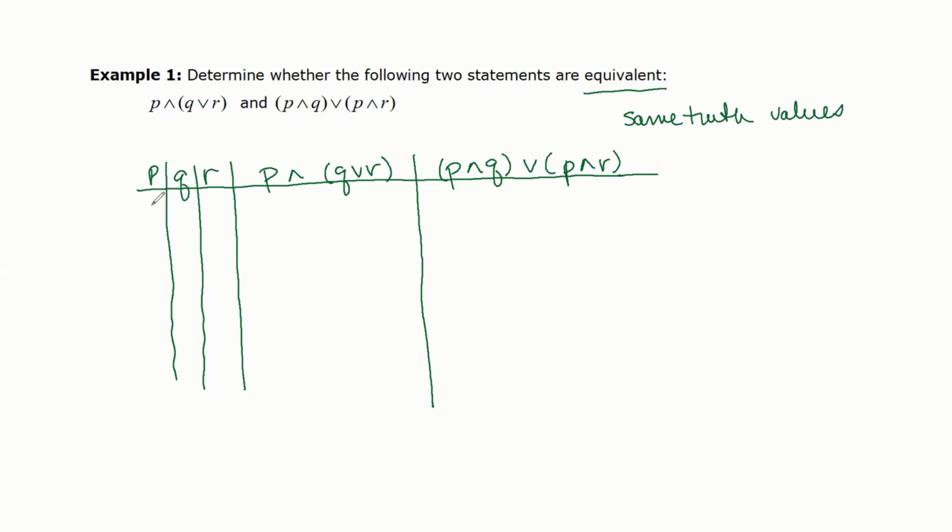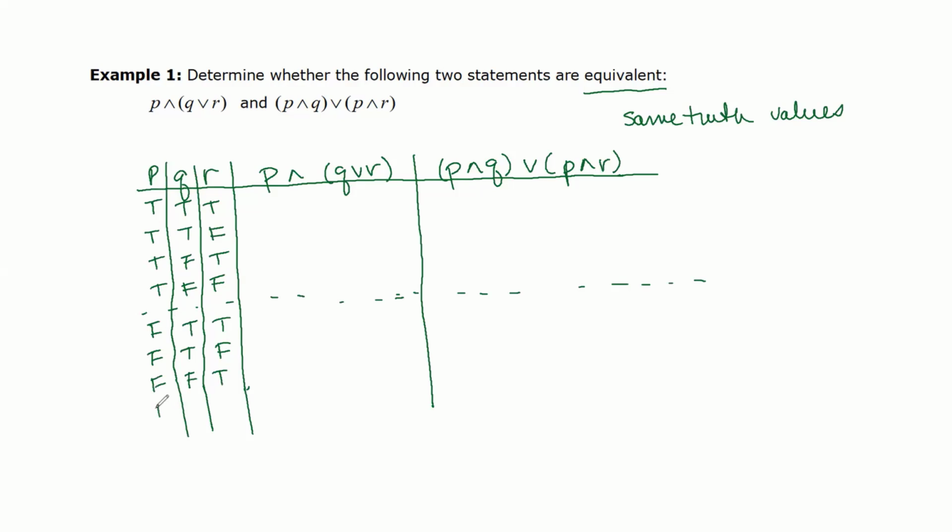So I'm going to fill out the table: true, true, true; true, true, false; true, false, true; true, false, false. Put my dotted line in. False, true, true. False, true, false. False, false, true, and false, false, false.